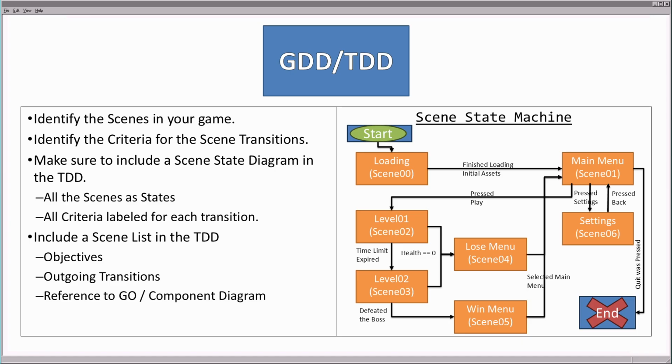Also include a scene list in the technical design document with its name, objectives, outgoing transitions, and a link to the game object component diagrams.